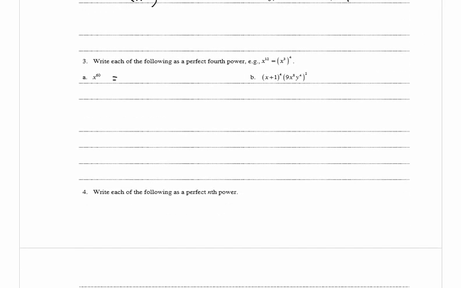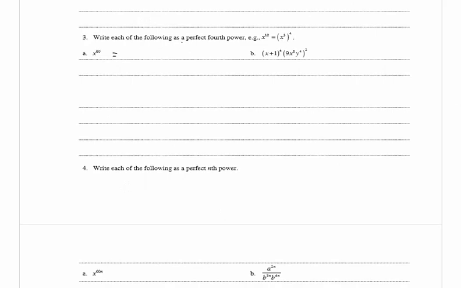And 3, we want to write each of the following as perfect fourth powers. The example they give is x to the 12th is equal to x cubed to the fourth power. And 12 divided by 4 gave us our 3. So in A, we have x to the 60th, and that's going to be equal to 60 divided by 4 is equal to 15. So we're going to have x to the 15th to the fourth power.